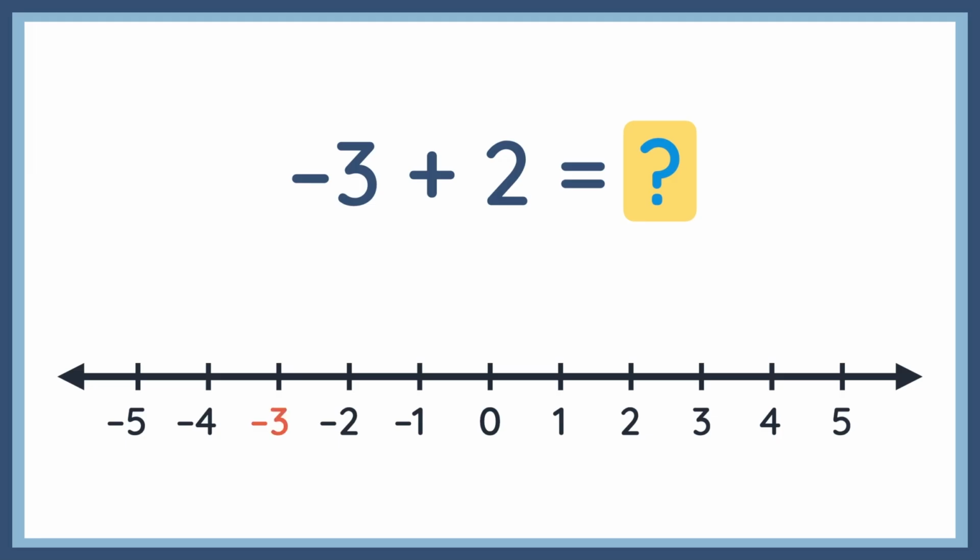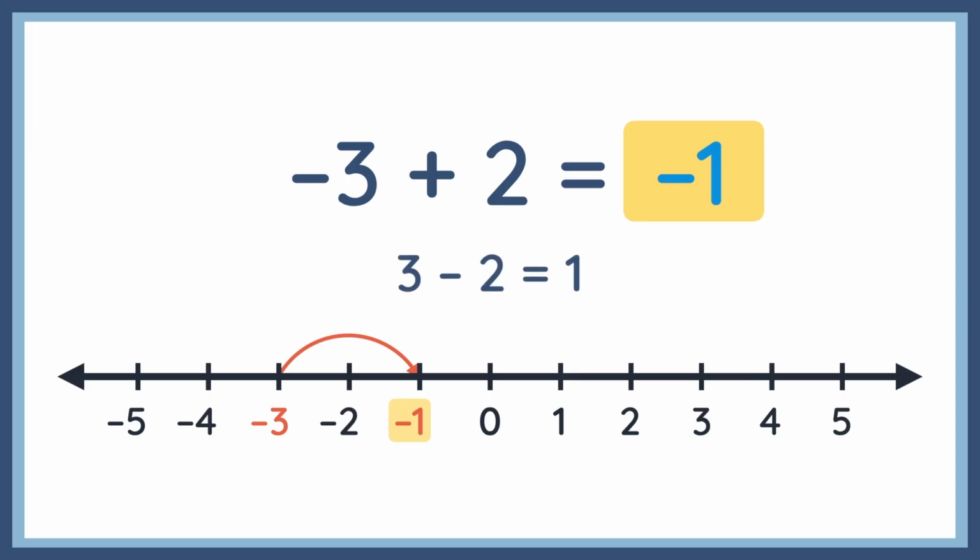We'll start at negative 3, since that's the first addend. Next, since we are adding positive 2, we will move 2 units to the right. We land on negative 1. So this means the sum of negative 3 and positive 2 is negative 1. This time, our sum is negative 1, since the number with the larger absolute value, negative 3, is negative.